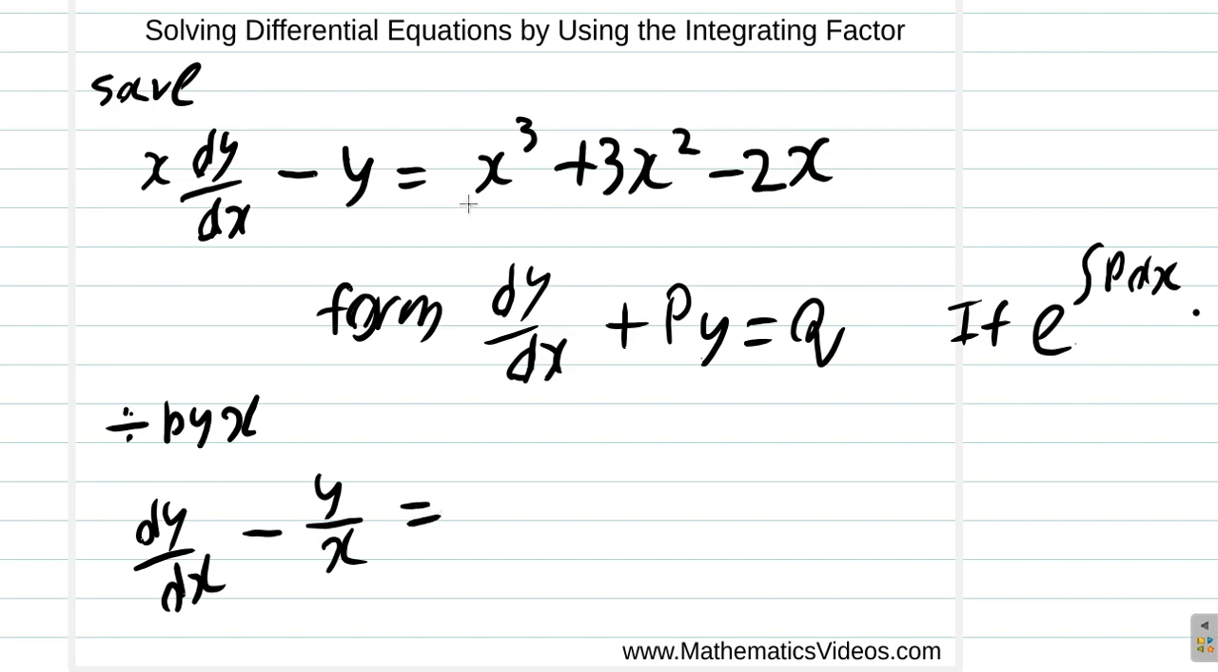equals, you're going to divide each of these by x. So let's see what will happen. X cubed over x would be x squared plus 3x squared over x would be 3x minus 2x divided by x would be 2. Alright, so now you have it in the form dy by dx plus py equal q.